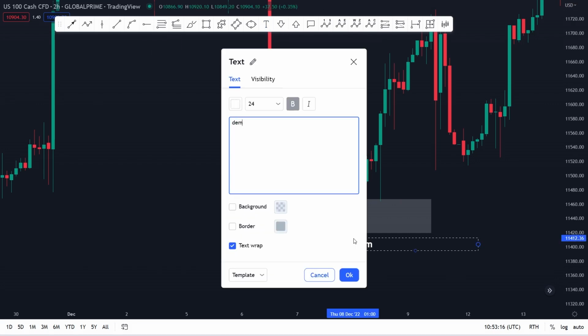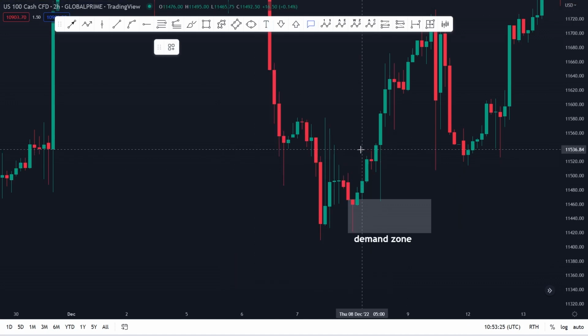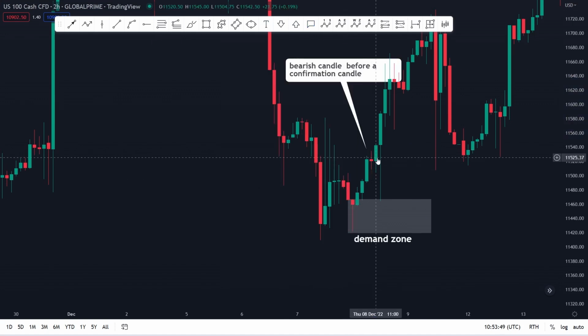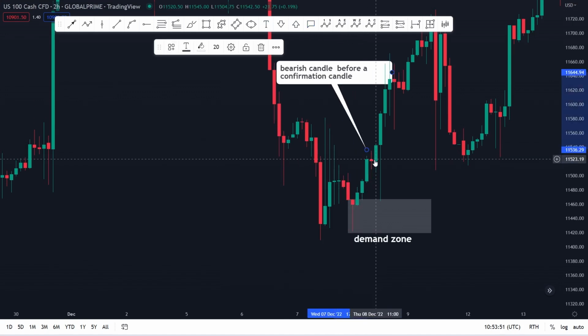We have a demand zone over here. We have to see a bearish candle before a confirmation candle, and we can see that we have a bearish candle over here before a confirmation candle. That means right now we have to wait for the market to touch the zone.